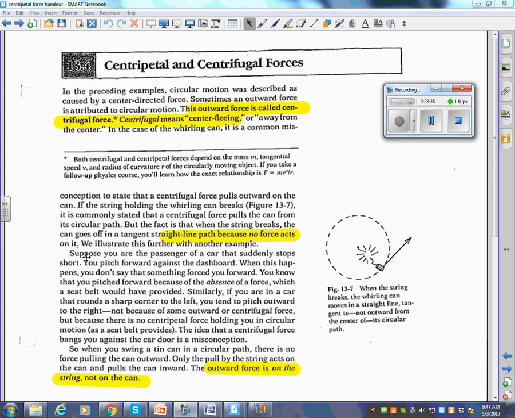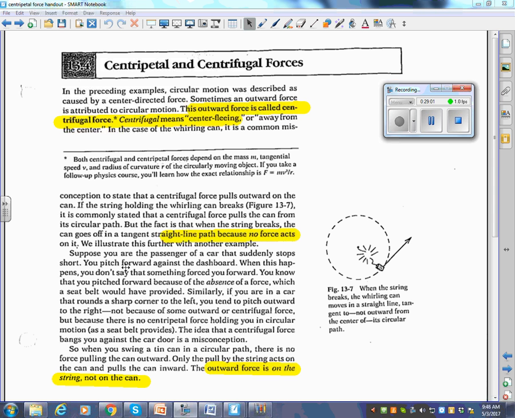The fact is that when the string breaks, the can goes off in a tangent straight line path because no force acts on it. Suppose you're a passenger in a car that suddenly stops short or stops quickly. You pitch forward against the dashboard, right? You're driving along, maybe Andrew's driving, he hammers on the brakes. Martin's driving, Martin hammers on the brakes. Andrew goes flying forward, hits his head on the dash. How come? Didn't put a seatbelt on.